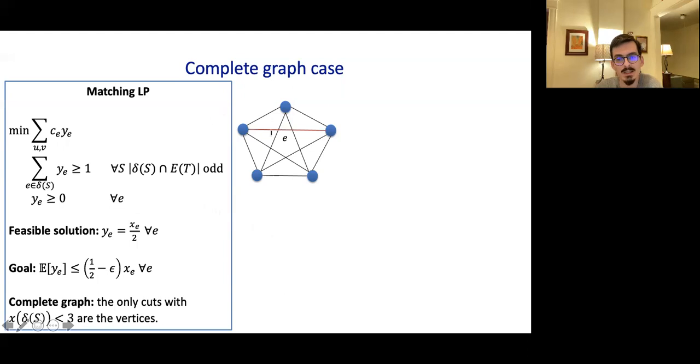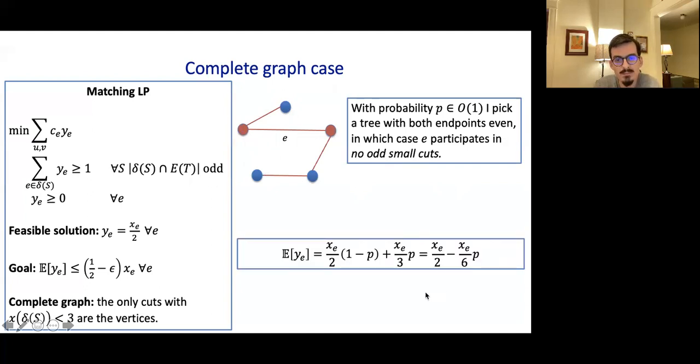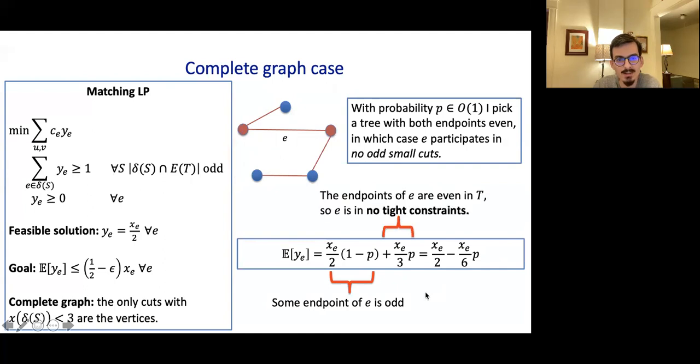So now pick any edge e. It's only in 2 cuts that sort of matter. Its endpoints. And let P be a lower bound on the probability that any 2 cuts are even simultaneously from the theorem a couple of slides ago. Then with probability P, the tree that's picked has even intersection with both of its endpoints. And so these 2 tight constraints that e was in disappear. So in other words, with probability at least P, any edge e is in no tight constraints.